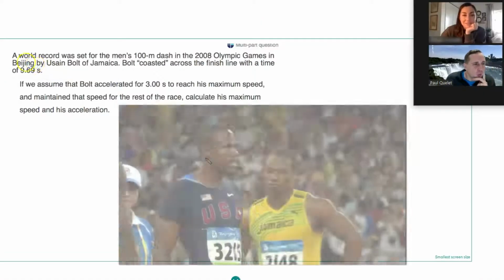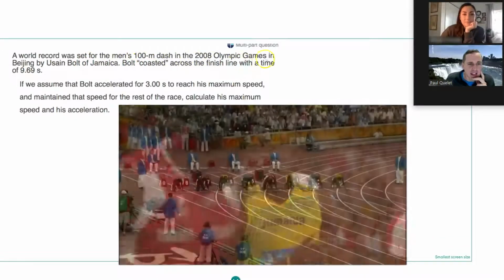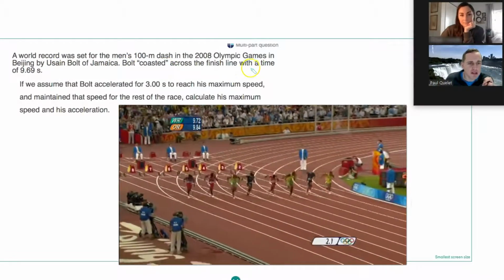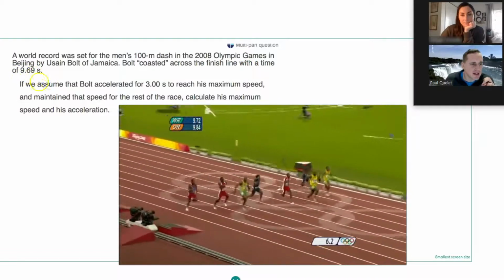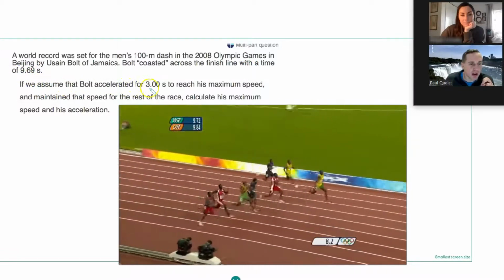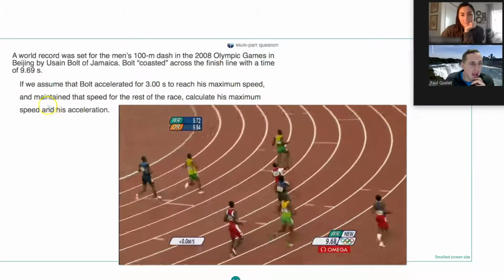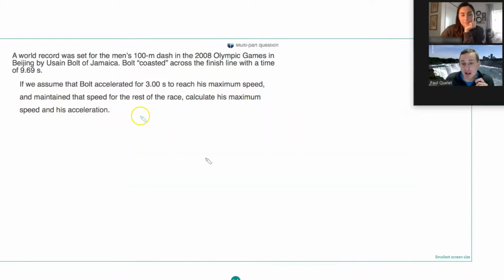All right. A world record was set in the men's 100-meter dash in the 2008 Olympic Games in Beijing by Usain Bolt of Jamaica. Bolt coasted, quote unquote, across the finish line with a time of 9.69 seconds. If we assume Bolt accelerated for 3.00 seconds to reach his maximum speed and then maintained that speed for the rest of the race, calculate his maximum speed and acceleration.